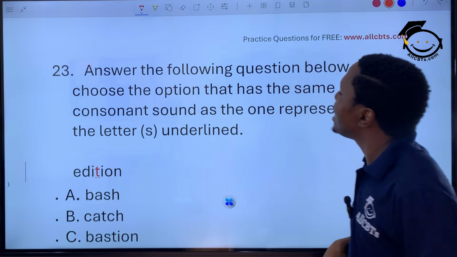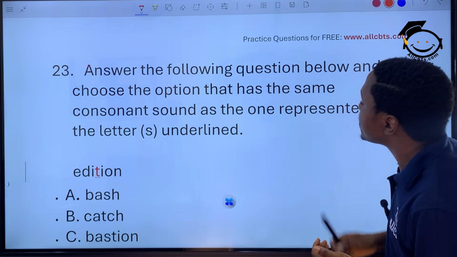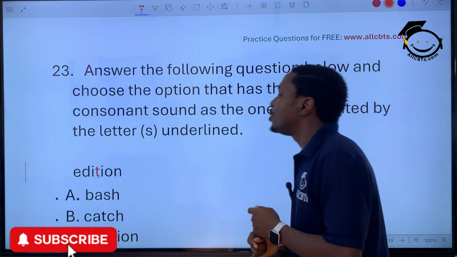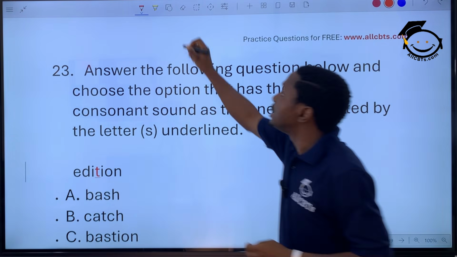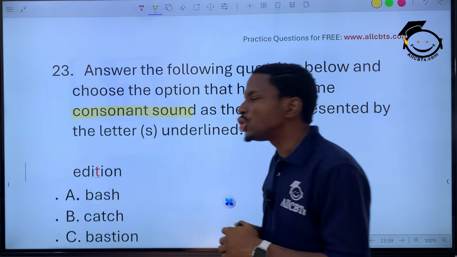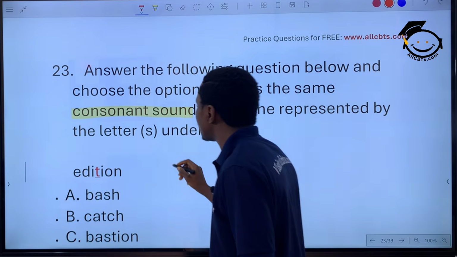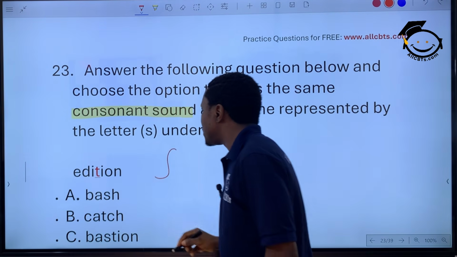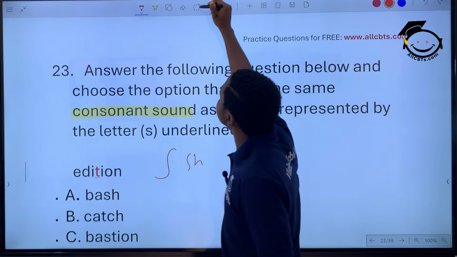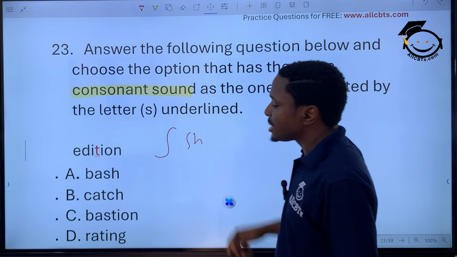Question 23. Answer the following question and choose the option that has the same consonant sound as the one represented by the letters on the line. Consonant sound again. What is the letter on the line? Addition, the sound there is shun, and that's what you see in this. Sh, shun. Each of these words has the shun sound.